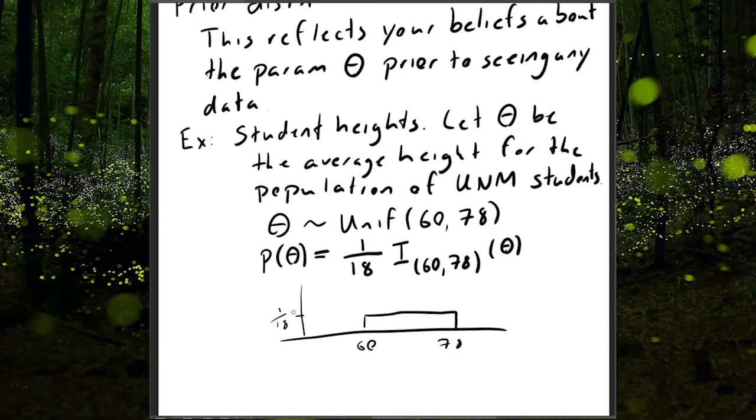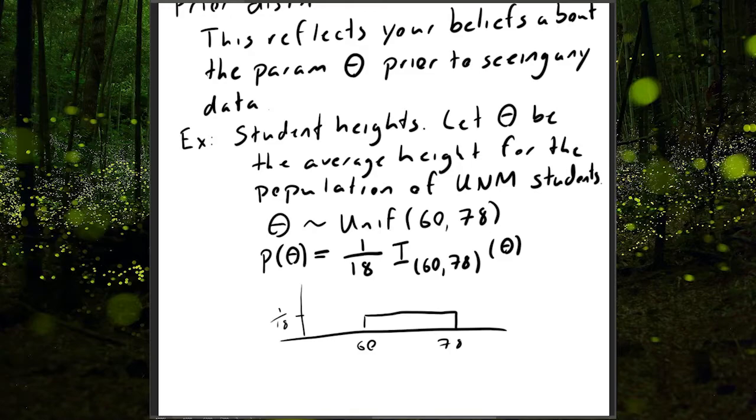And if I take the integral from 60 to 78 of 1/18, well, this is just a rectangle, right? It's a rectangle with length 18 and height 1/18, which means when I multiply length by height, the area of this rectangle is 1. So my probability adds up to 1. This is what I want. Okay, so this is my prior belief about student heights. Like I said, this isn't necessarily a particularly good prior belief, but I just want to give you an example of what sort of distribution I can use here.